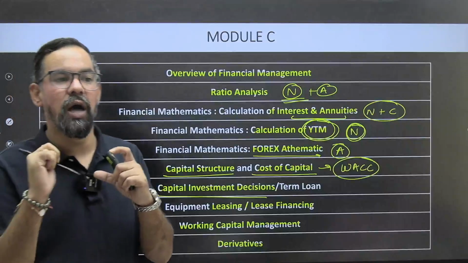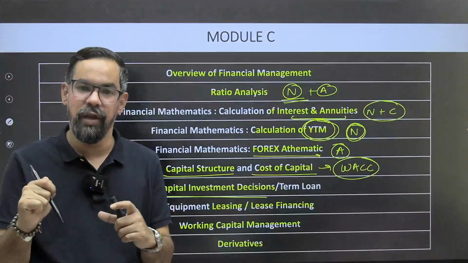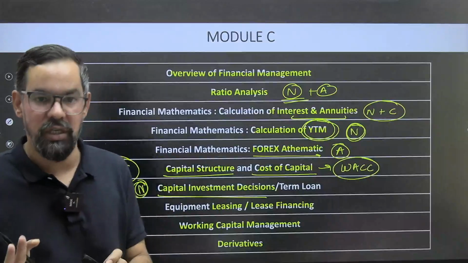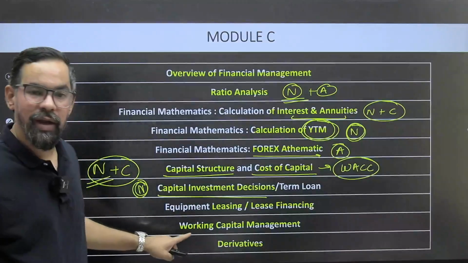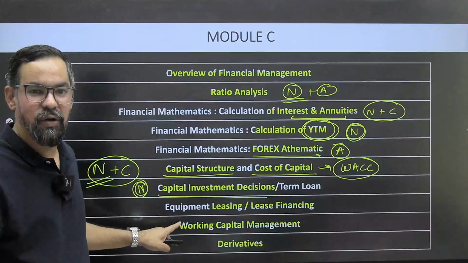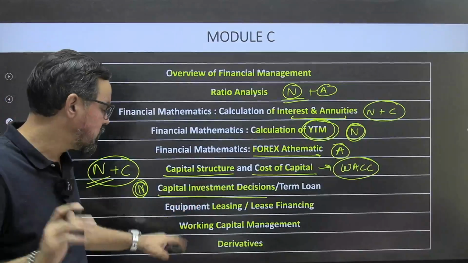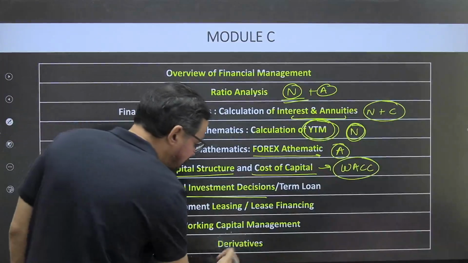One is operating lease, another one is finance lease. And most of the time your question is around the differences between these two, right? Then working capital, there was one numerical last year also, team, or one question for 1 mark or two questions for half marks. Derivatives, again very important one, team.